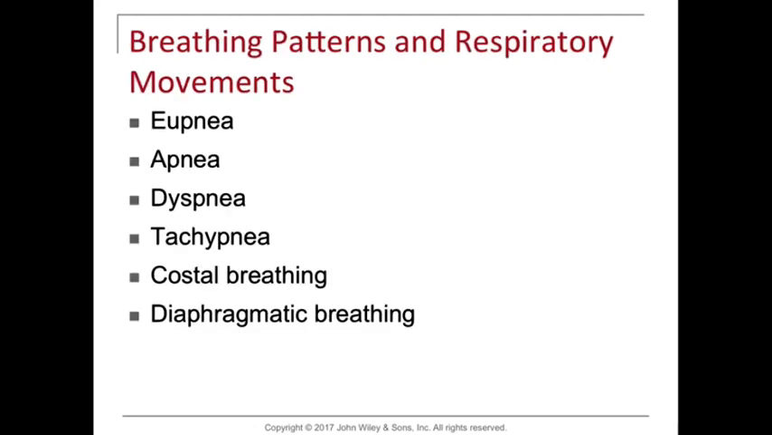The breathing patterns and respiratory movements: eupnea, that's normal breathing; apnea, no breathing, it stops; dyspnea, difficulty in breathing; tachypnea is an increase in the breathing rate. You see that sometimes with people with anemia or when they're anxious. Costal breathing is when they're using the ribs. And diaphragmatic breathing is appropriate breathing, which is the diaphragm moving only.